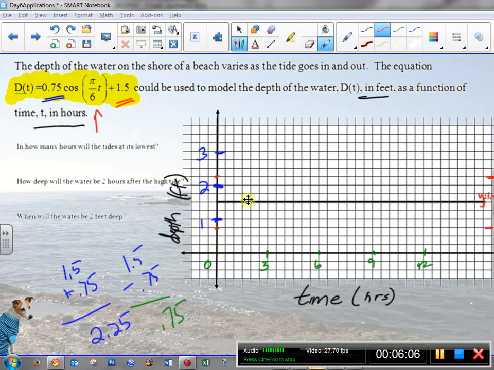Okay, so we've got a cosine curve here. Remember that the cosine curve always starts up high, unless it's been reflected, then it would start down low. If it was a sine curve, it'd be starting on the midline. So we're going to be starting this one up at 2.25, not at 0.75. We have to go to the midline and then go up 0.75. We'll put a dot right here.